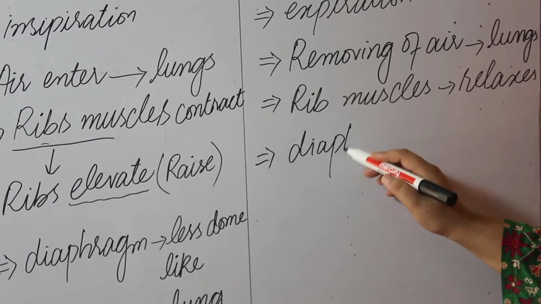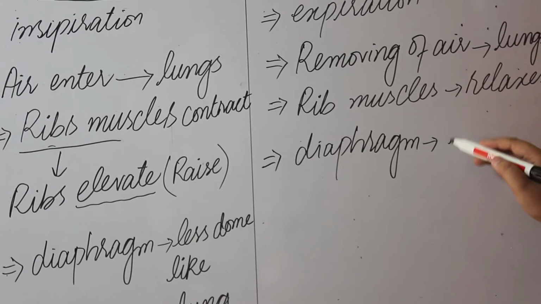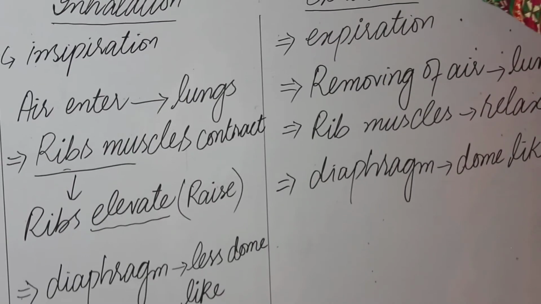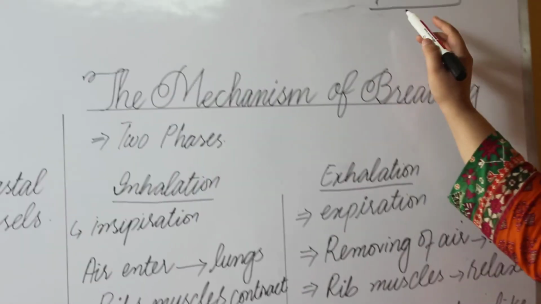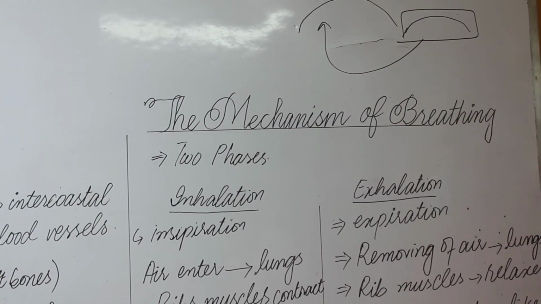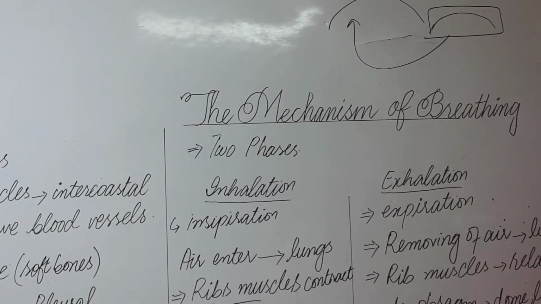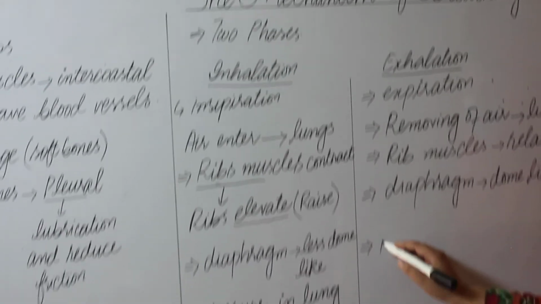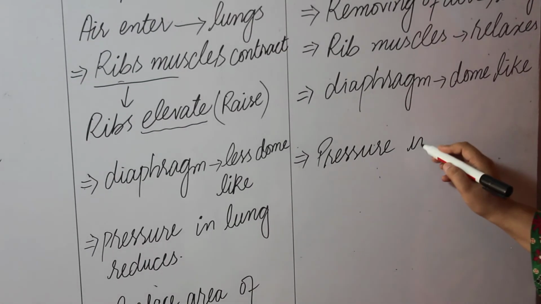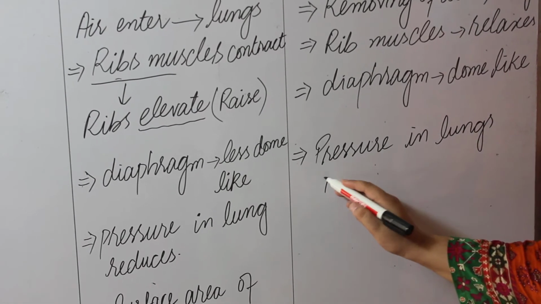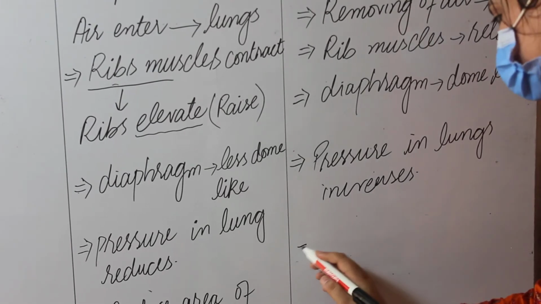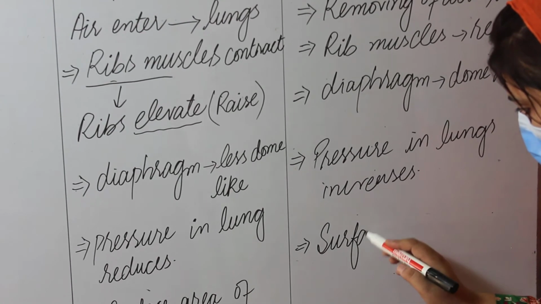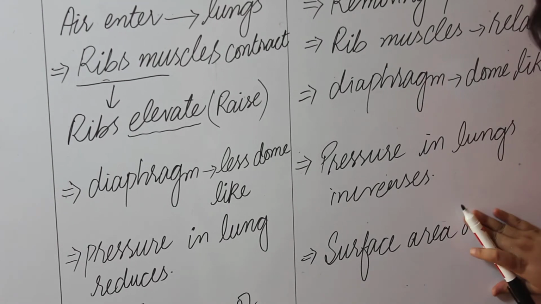For example, in the process of exhalation, the diaphragm becomes more like a dome shape, clear? In the process of inhalation the pressure in lungs reduces, but in exhalation, the pressure in lungs increases. And the surface area of the chest reduces.